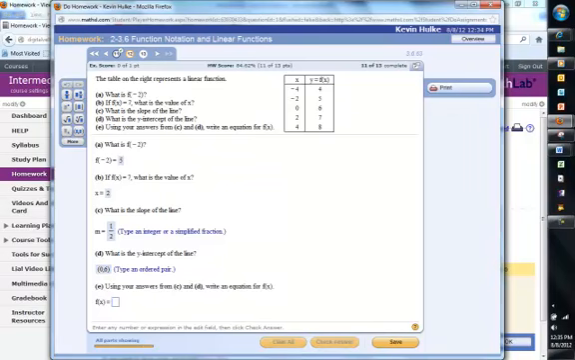Write the equation, so fraction 1/2, you gotta get the slope, x, plus 6. So we get the slope from here, and we get the intercept from here.